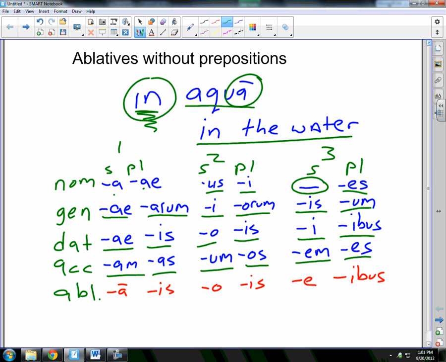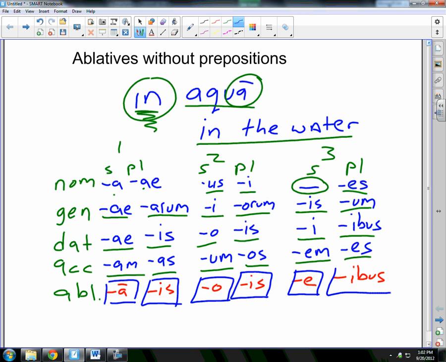Now, the endings that we're going to be focused on today are the ablative endings. So we really need to focus on these today. Ablative singular, the first declension is A. We're going to be seeing this a lot today. The plural is IS. Second declension, singular ablative ending is O. And the plural ablative for the second declension is IS. Third declension, singular ablative is E. And the plural is IBUS.